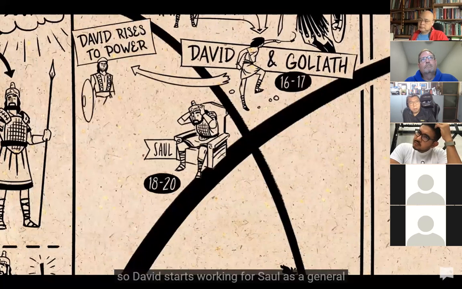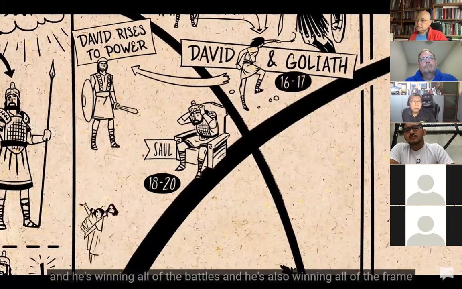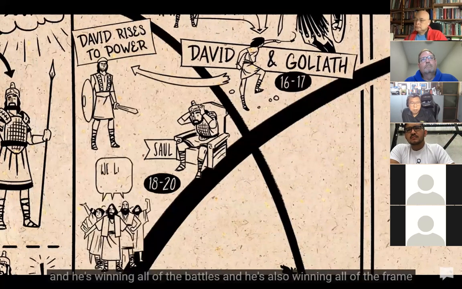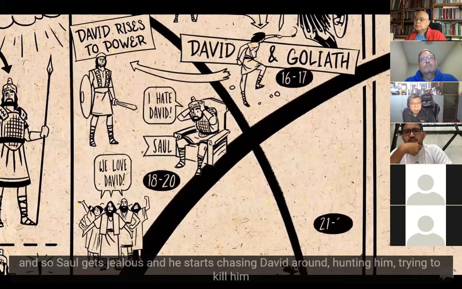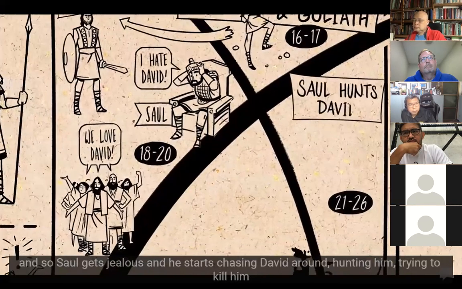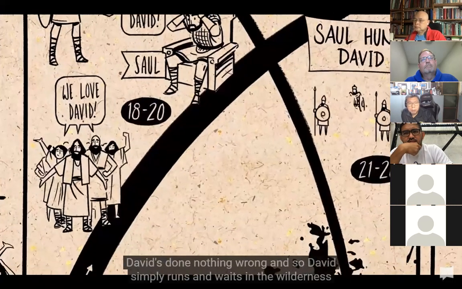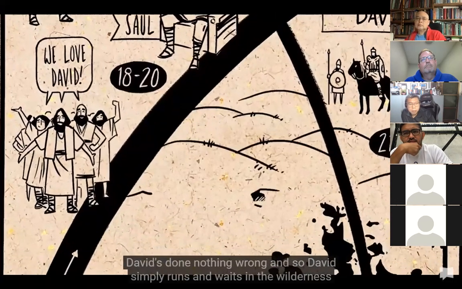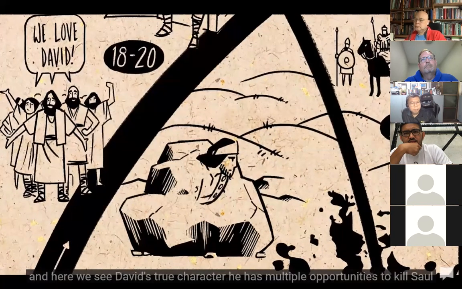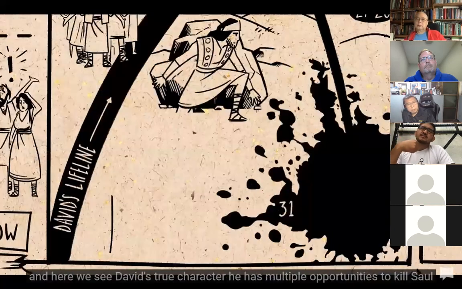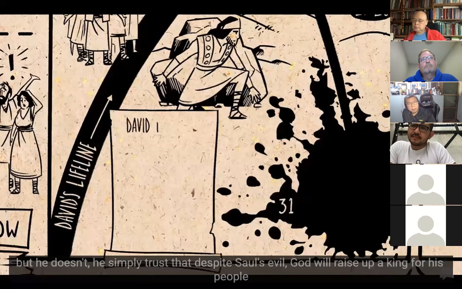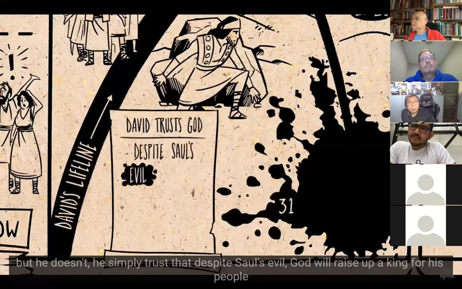So David starts working for Saul as a general, and he's winning all of the battles, and he's also winning all of the fame. And so Saul gets jealous, and he starts chasing David around, hunting him, trying to kill him. David's done nothing wrong. And so David simply runs and waits in the wilderness. And here we see David's true character. He has multiple opportunities to kill Saul, but he doesn't. He simply trusts that despite Saul's evil, God will raise up a king for his people.